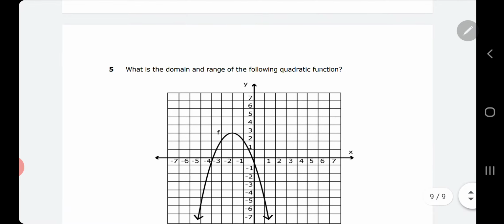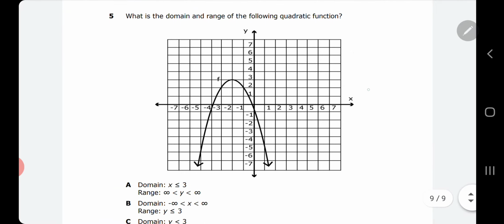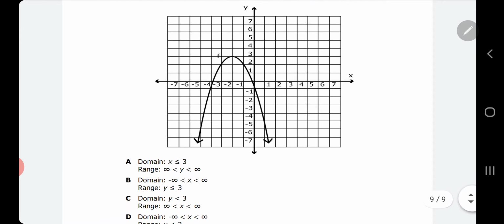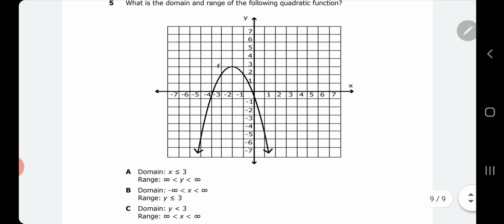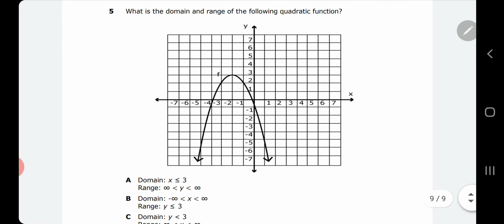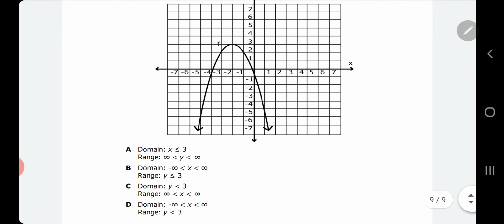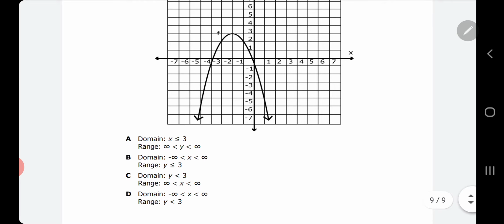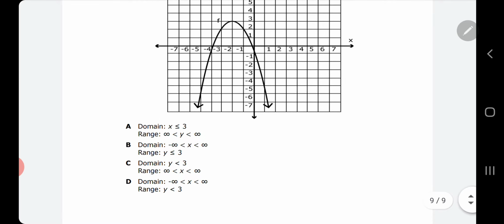Alright guys, last one. Hopefully you're starting to catch on to domain and range of a quadratic function. Okay. So what is the domain and range of the following quadratic function? Well, this looks more like a real world one, just that we're given the function and they graphed it. So the model function. They didn't give me what the actual function was, but we can just look at the graph and indicate what the domain and range is.